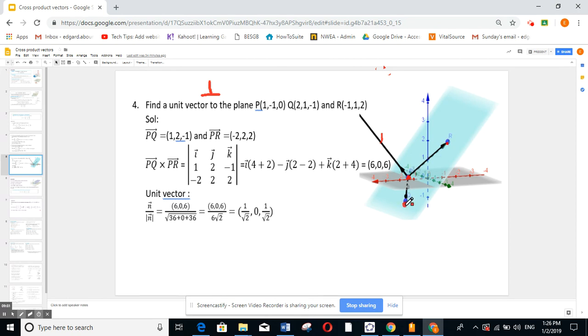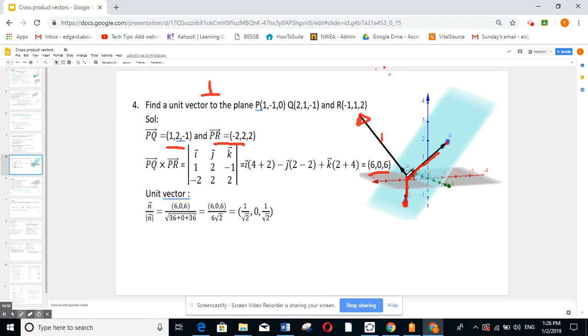Since I want a vector perpendicular to that plane, I do the cross product of vector PQ and PR. If I do PQ cross PR, after finding the components of PQ and PR, I'm going to get a vector whose components are 6, 0, 6. What I want is the unit vector of that vector.